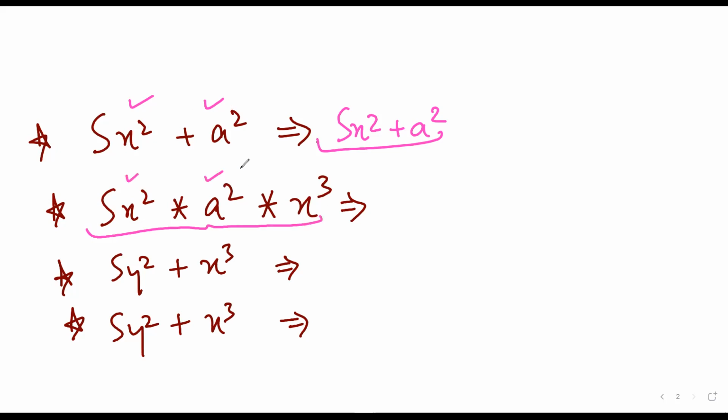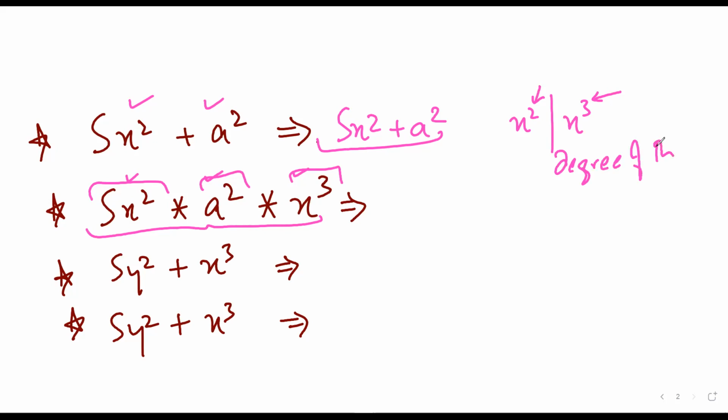Mr. Aryaman, these three terms, are they like or unlike? x square and x cube are like, but a square is unlike. Sir, all the three terms are unlike for a simple reason that this is x square and this is x cube. This exponent is called the degree of the term. Mr. Aryaman, any doubt? No, sir. Mr. Satya, any doubt? No, sir.